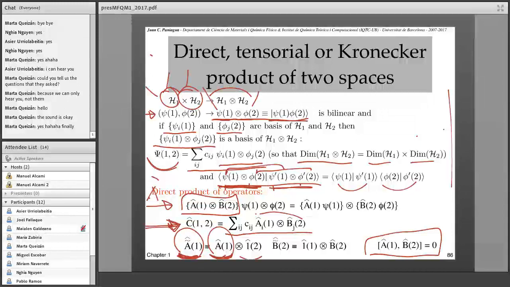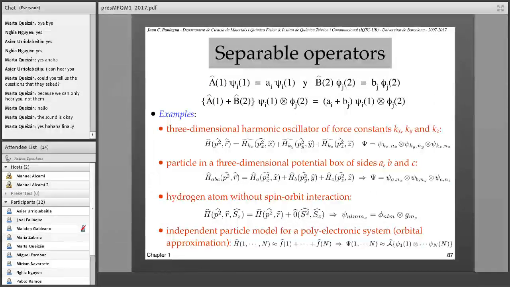Well, go on. I have named separable operators those that are the sum of one operator of H1 and one operator of H2. And if we have the eigenvalue equation for the first and second one, it's very straightforward to verify that the product of one eigenvector of H1 times one eigenvector of H2 is an eigenvector of the sum A plus B with eigenvalue the sum of the corresponding eigenvalues.